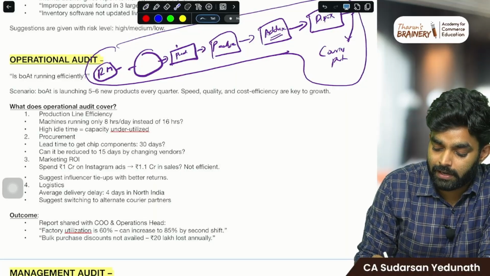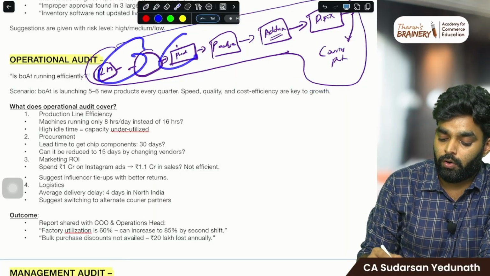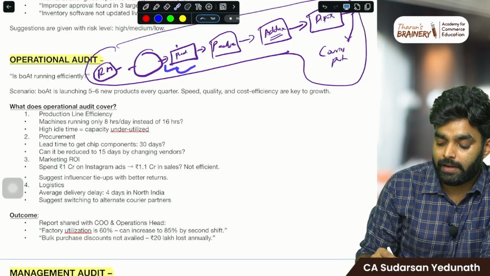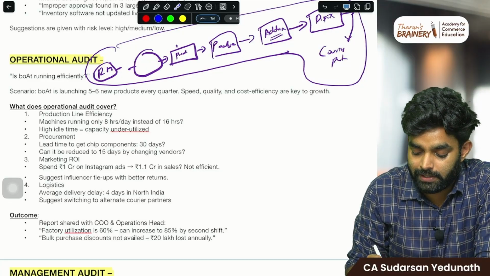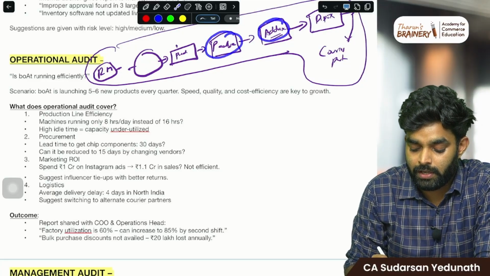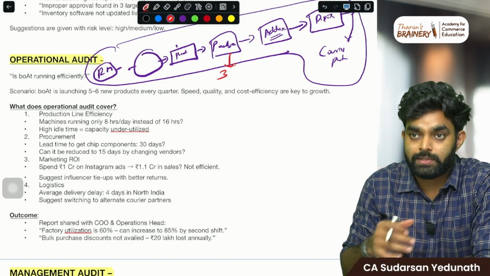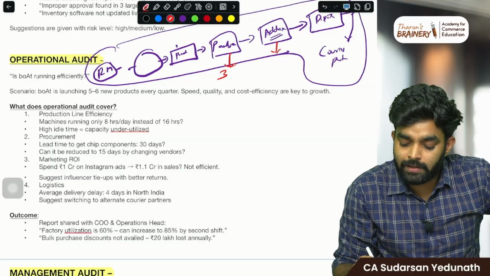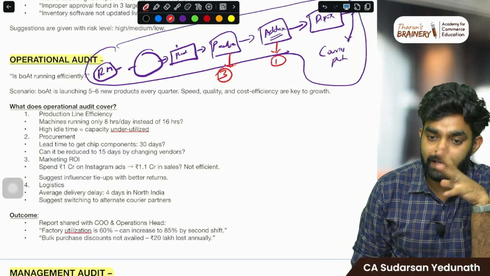Are these things running efficiently? In operational auditing, we look at all the individual operations Boat has and see whether they are handling them efficiently. Imagine here, packaging and writing the address. There are 3 people sitting and packaging. Just think, when Boat was a small company, address writing had only 1 person. What is actually happening? Think.